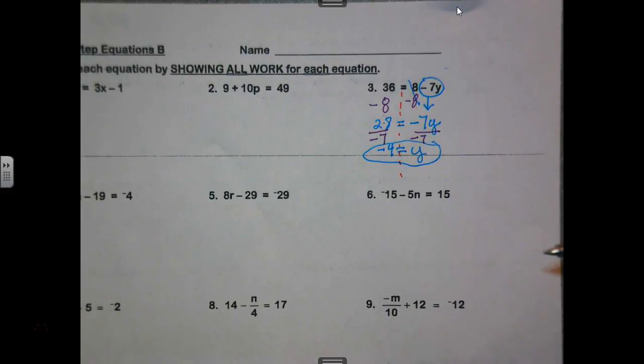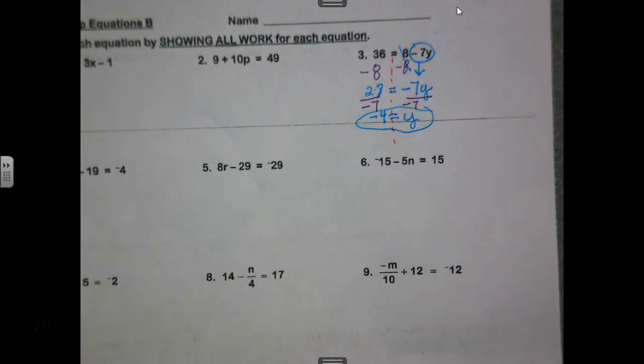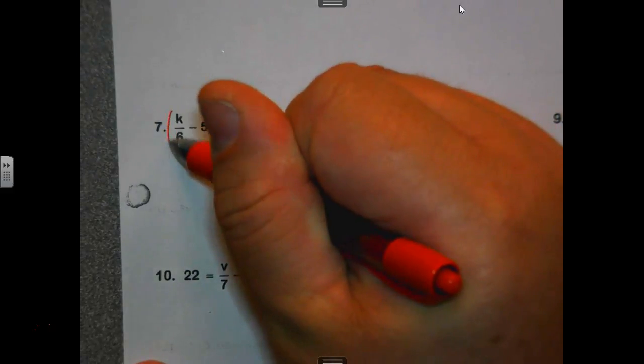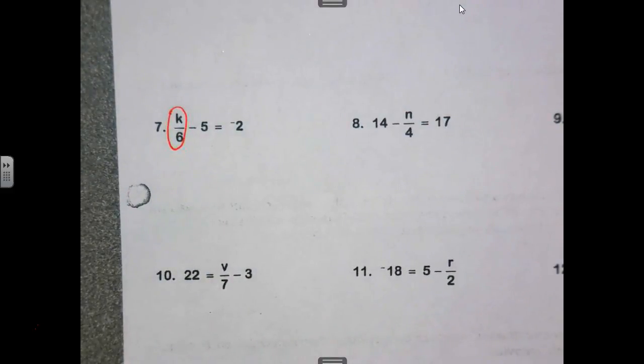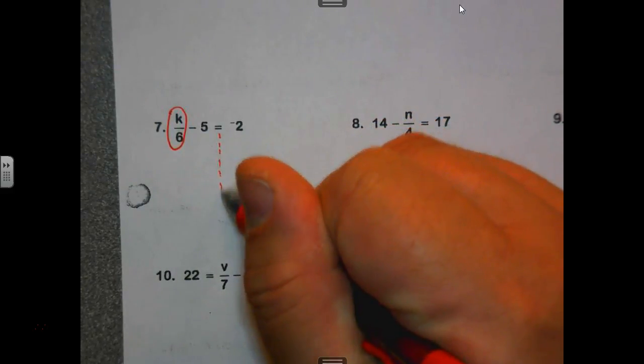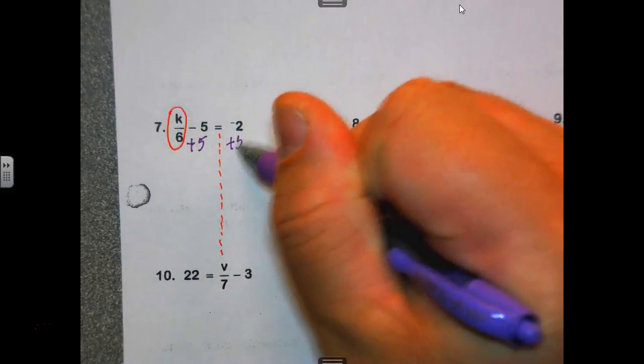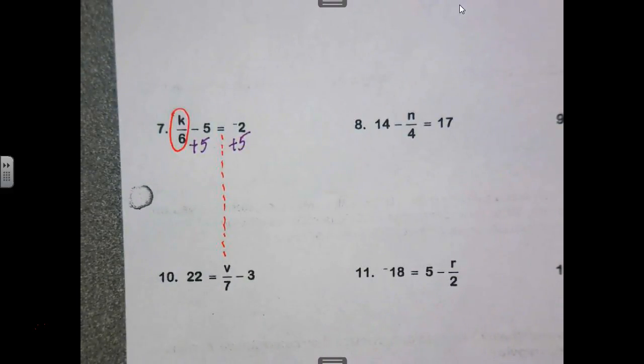Let's review some fractional work. Let's do number 7. I do have a fraction. I have to get the fractional term by itself before I multiply by 6. Well, I don't have to, but it's easier to do it this way. Here's my dotted line. I'm going to add 5 to both sides. It's just easier getting that fraction by itself.